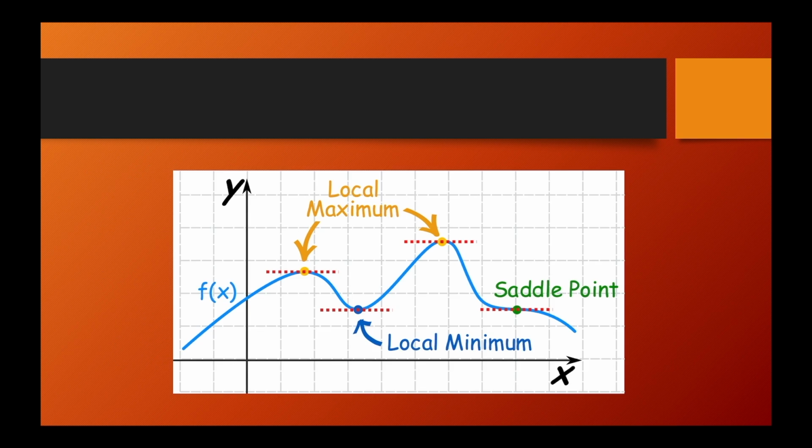Here we can visualize what these terms mean. The local maximum defines the maximum height of that functional curve before it starts to decrease, and the local minimum represents the minimum height of that curve or function before it starts to increase. The saddle point represents where the function starts to level off.